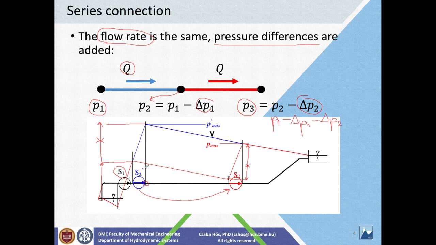However, there is a difference because if you use this case, then clearly this will be the maximum pressure along the pipeline, whereas if you use the two pumps close coupled, then you will get a higher maximum pressure along the pipeline. Nevertheless, the main message here is that if you have pumps or pipes connected in series, then what you need to do is simply add the performance curves after each other in terms of head, and the flow rate is the same.